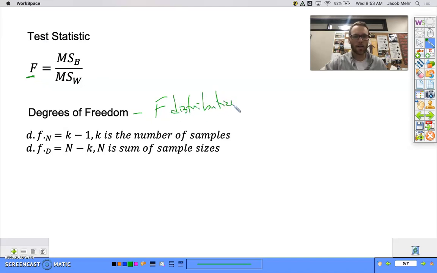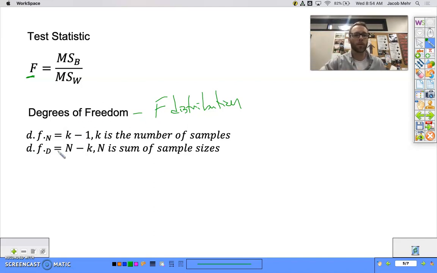And from our last section, we know F distributions have to have degrees of freedom for the numerator and degrees of freedom for the denominator. For the numerator, our degrees of freedom is the number of samples minus 1. If we're comparing 3 means, we have 3 samples, so the degrees of freedom would be 3 minus 1, which is 2. If we had 4 means we're comparing, that's 4 samples, so the degrees of freedom for the numerator is going to be 4 minus 1, which is 3.